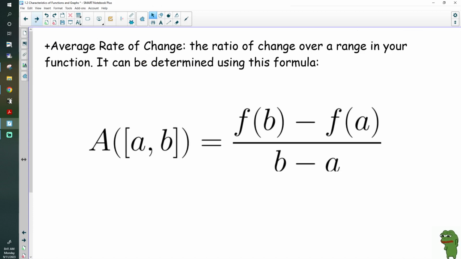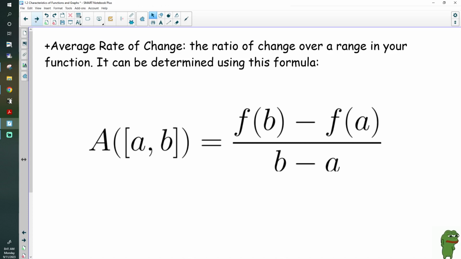Last example of the day. And it has to do with average rate of change. This is the last thing you need to know, and you know everything you need to know for the quiz on Wednesday. This is the formula for average rate of change. Now I do not expect you to memorize this, but it is a good thing to know.